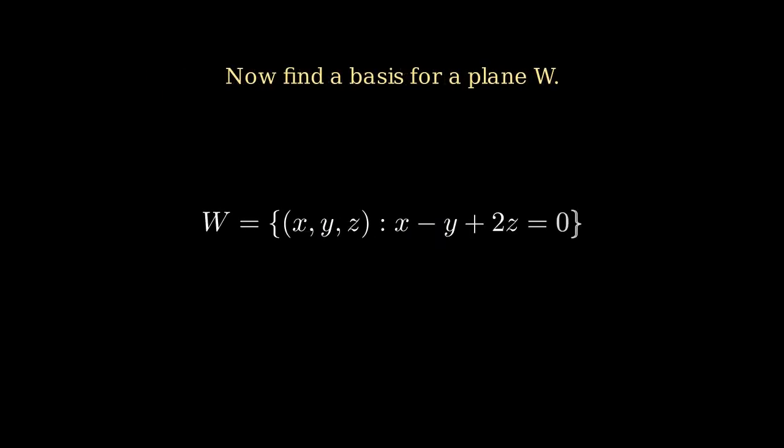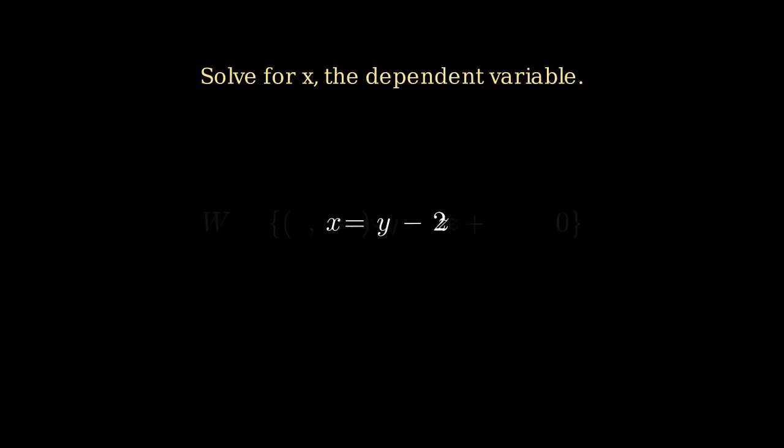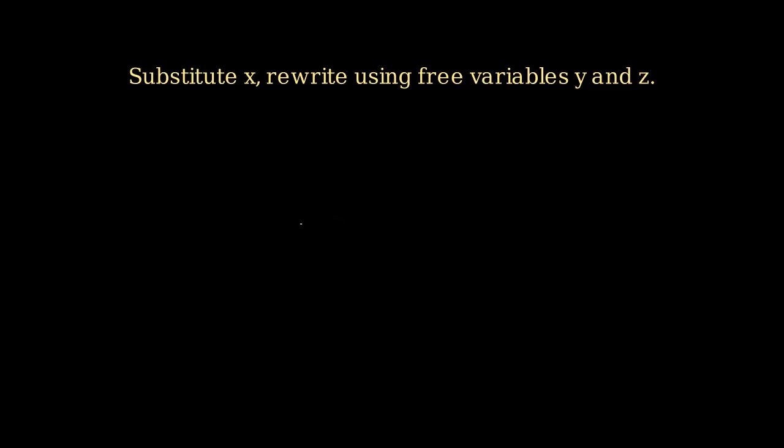Finding a basis for a plane W living inside the real numbers cubed, defined by one equation: x minus y plus 2z equals 0. Solve for the dependent variable, x. Rearranging gives x equals y minus 2z. Substitute this back into the general vector.